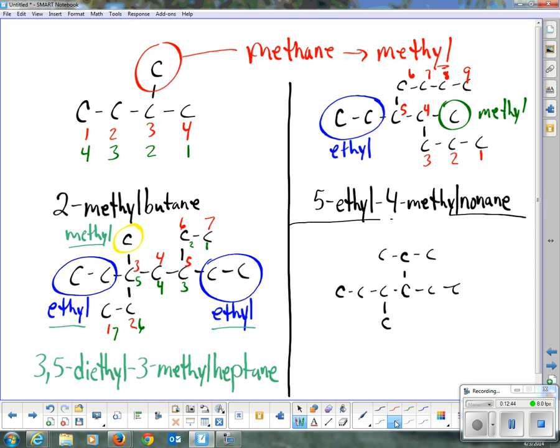Okay, so if I make that part of my longest chain, because my longest chain I count is 6, if I start here with 1, 2, 3, 4, 5, 6, then I now can circle the things that I've got attached. I'm going to use green for methyls, and I'm going to use blue for ethyls. And once you get into a habit of using a certain color for a certain thing that's coming off, it makes life a lot easier. You don't have to write the name now. Now I just name them.